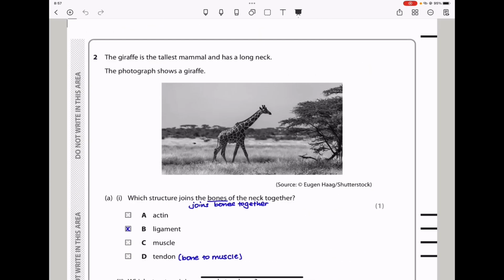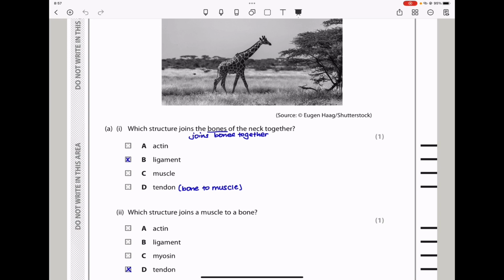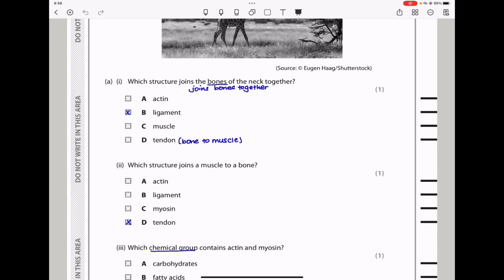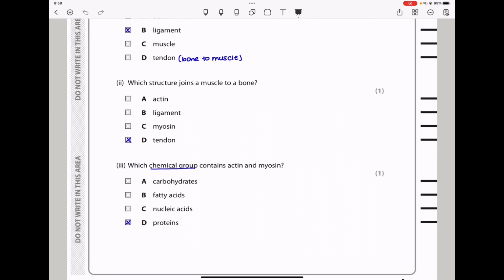Question 2. The giraffe is the tallest mammal and has a long neck. The photograph shows a giraffe. They ask, which structure joins the bones of the neck together? Ligaments join bone to bone, and therefore my answer is B. Then the next part says, which structure joins a muscle to a bone? Of course, that is going to be tendons, and the answer here is D. Which chemical group contains actin and myosin? Actin and myosin are protein in nature, so they are neither A nor B nor C, so the answer is D.